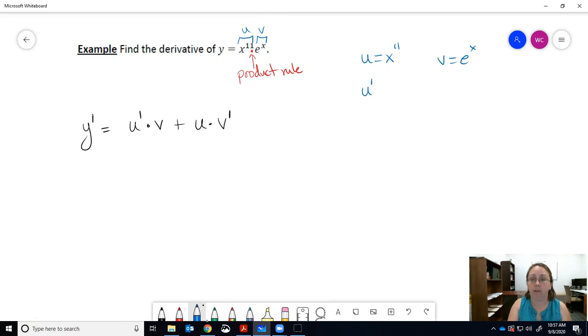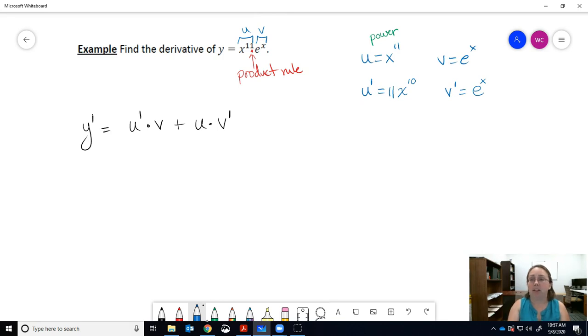So the derivative of u, what rule would you apply here? This is going to be your power rule. Okay, how does power rule work? Power down, x to what's the new power? 1 less, so that'd be 10. So that was the power rule. V is just e to the x. What's the derivative of e to the x? Remember, this is the special one, it's just itself.